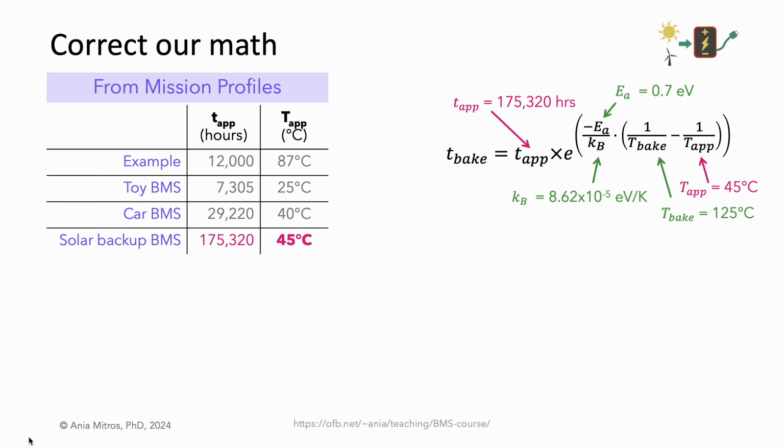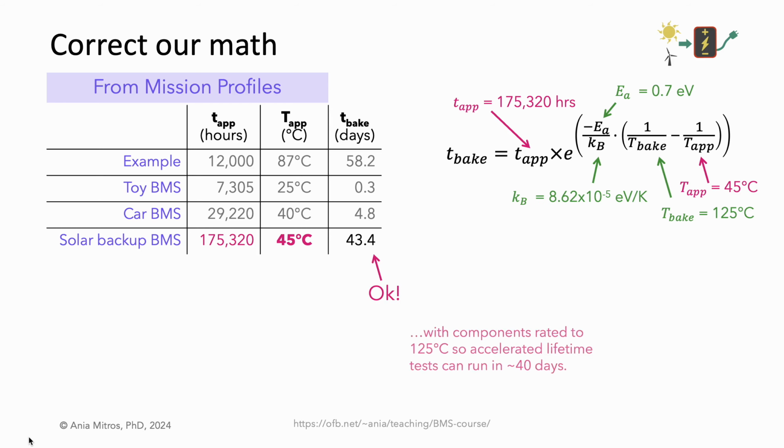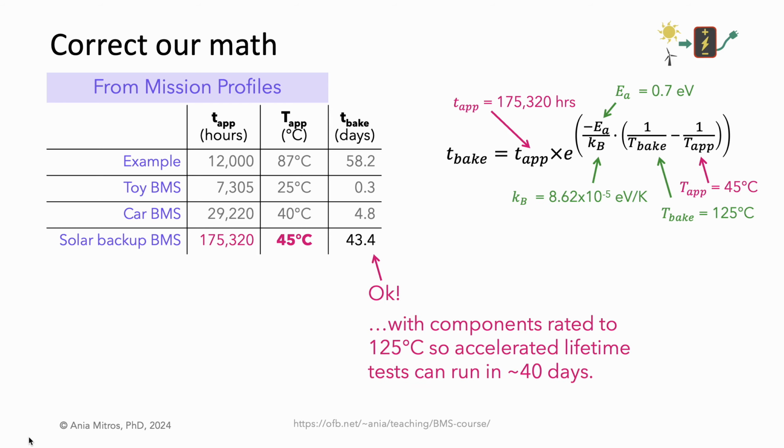Let's go back to our table and correct our math. Previously, we had 40 C, where now we have a more carefully derived 45C. When we update our calculation, we see that our accelerated lifetime bake will require 43 days. That's close enough to 40 that we can say we're okay. Just be sure to design the PCBs with components rated to 125C, so you can run the accelerated lifetime tests at 125C.